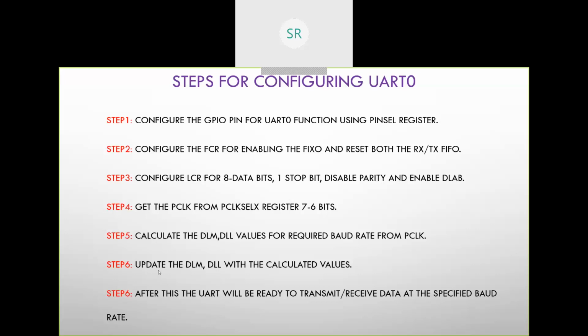Then update the DLL and DLM values for the desired baud rate. After this, the UART will be ready to transmit or receive data at the specified baud rate. If you specify some baud rate, at the same baud rate you are going to receive or transmit the data from the UART. These are the steps we need to follow to configure UART 0.